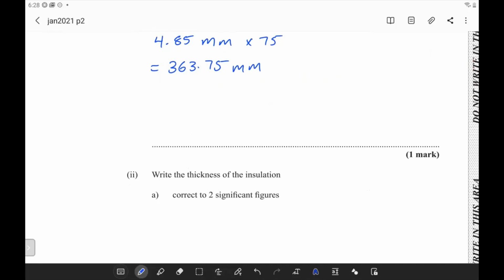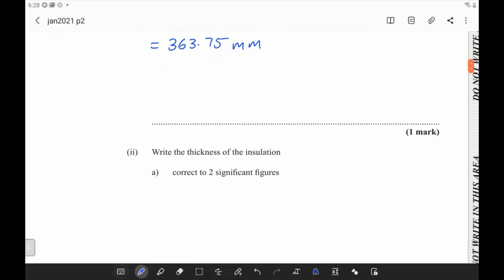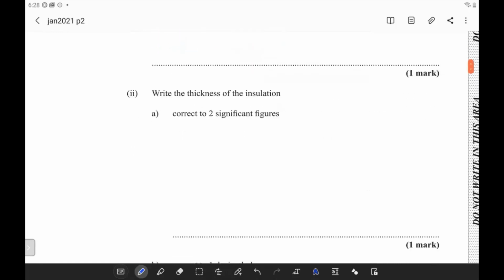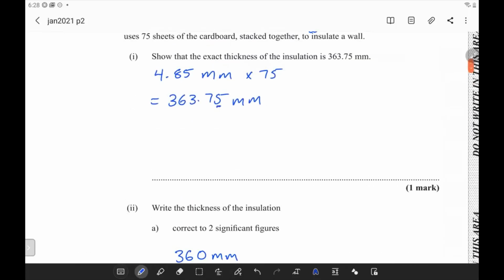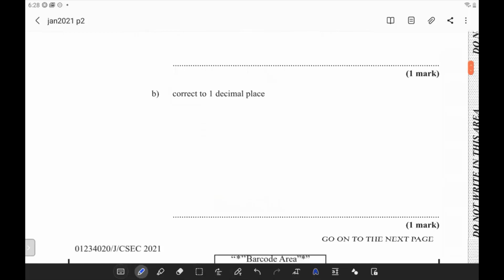So the next task is to write the thickness of the insulation correct to two significant figures. Remember, zeros before the decimal point are not significant. So the two significant figures is 360 millimeters. Right, the two significant figures here are 3 and 6. Correct to one decimal place. So we have to look at this number here. If it is 5 or more, we add 1 to the previous decimal place. If it is lower than 5, we just leave it alone. So we get 363.8 millimeters.